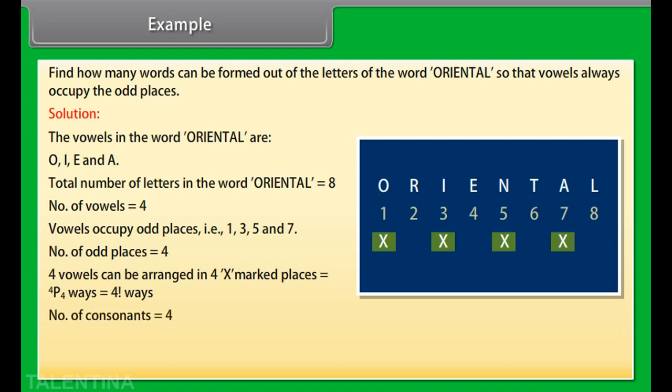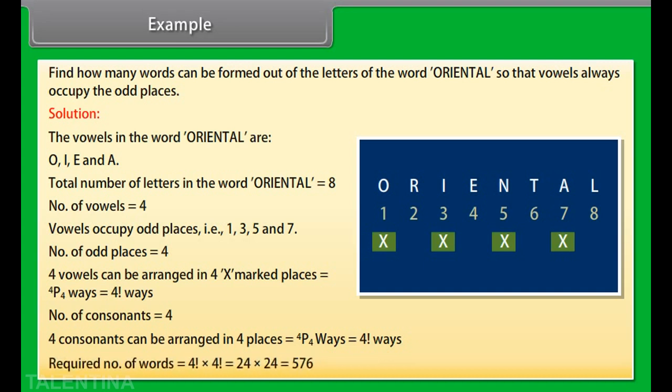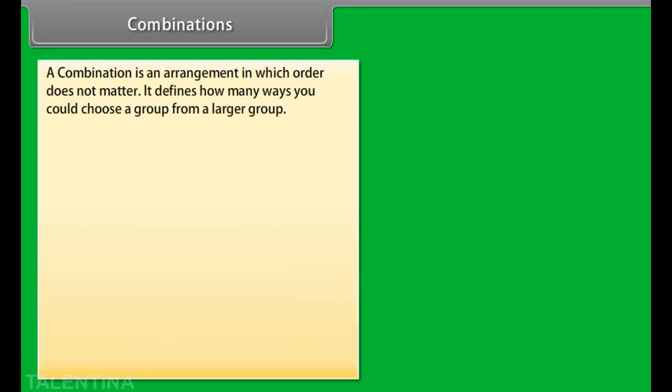Number of consonants is equal to 4. 4 consonants can be arranged in 4 places in 4P4 ways, which is equal to 4 factorial ways. Required number of words is equal to 4 factorial into 4 factorial is equal to 24 into 24 is equal to 576. Combinations. A combination is an arrangement in which order does not matter.